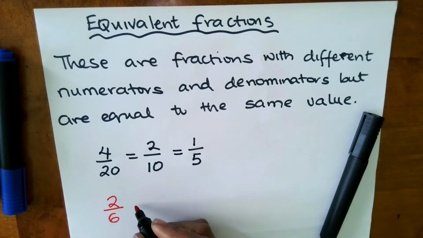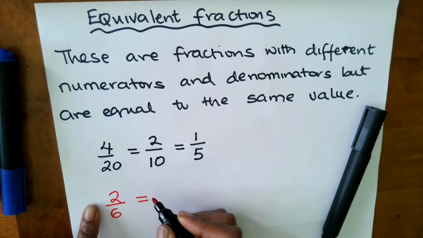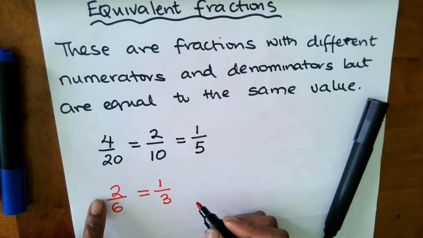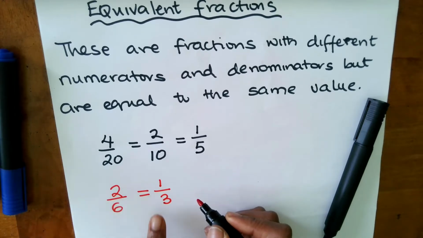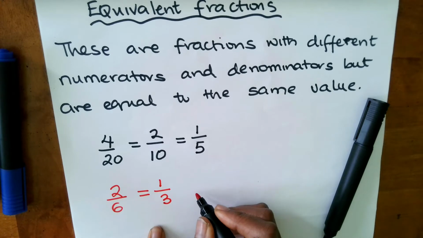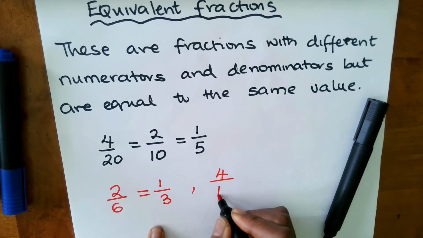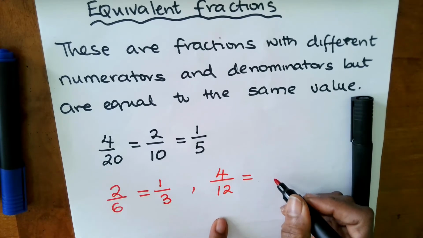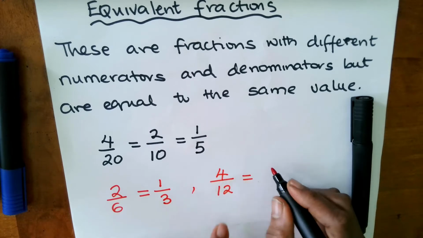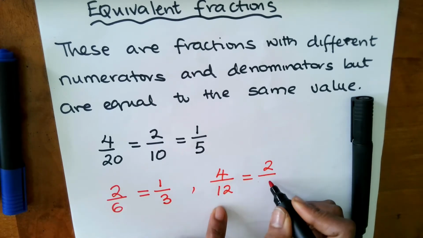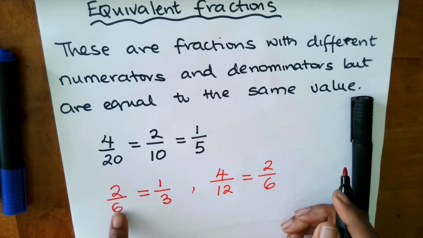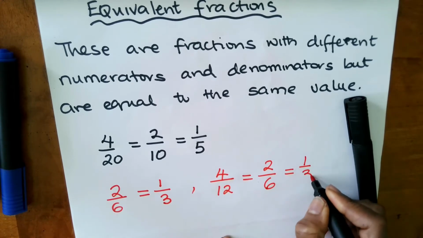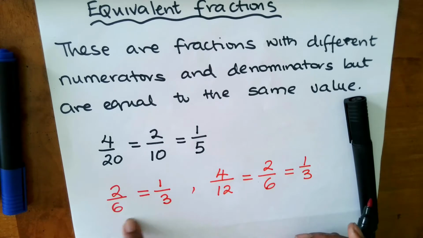So if we've got another example, 2 over 6. If we halve 2, it's going to give us 1. If we halve 6, it will give us 3. So we say that 2 over 6 is equivalent to 1 over 3. We also have another fraction, 4 over 12. 4 over 12 is equivalent to 1 over 3. So if I halve 4, I'm going to get 2. If I halve 12, I'm going to get 6. We still have the same value as we had initially. So we can say that 4 over 12 is equivalent to 2 over 6, which is also equivalent to 1 over 3.